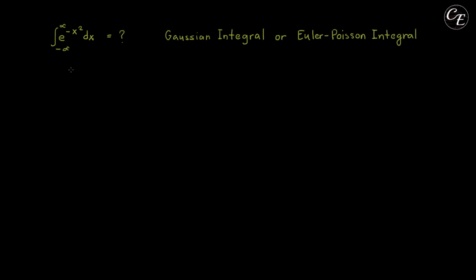Hello everyone, in this video I'm going to show you how to evaluate this integral of e raised to negative x squared dx from negative infinity to positive infinity. This integral is called the Gaussian integral, or sometimes known as the Euler-Poisson integral.